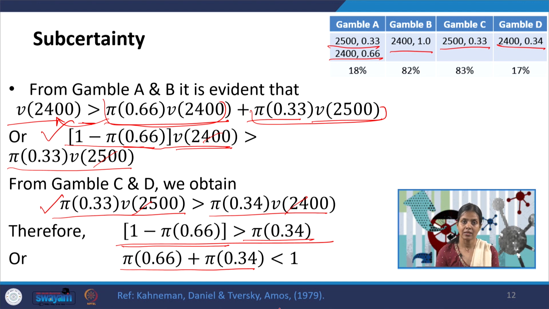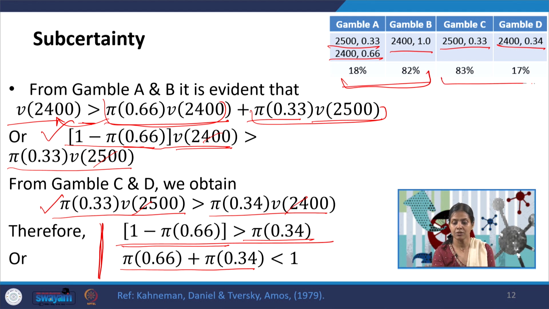So, this proves the subcertainty principle, that π(p) plus π(1 minus p) is actually less than 1. That has been observed empirically most of the time. When we are using these examples, they are actually taken from real life experiments. When people are asked to choose between A and B, they preferred B to A, and when they are asked to choose between C and D, they preferred C to D. And from these relationships, we arrive at this principle. So, these principles are empirically validated through experiments.